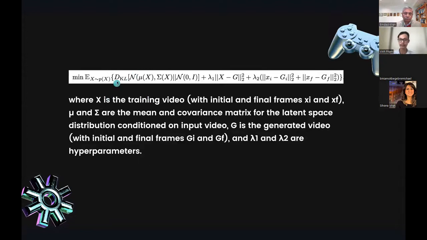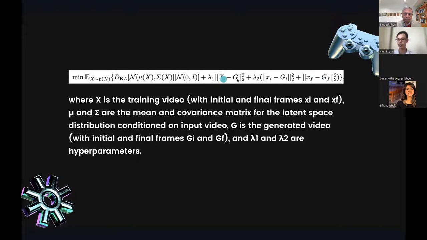And we use this one because it will encourage the value of the distance between the original and the generated value. So the last two parts of this formula, you can see lambda one norm of S minus G, norm square two, plus lambda two norm of S_I minus G_I, norm square two, plus S_F.